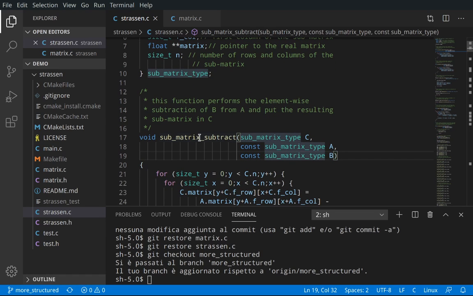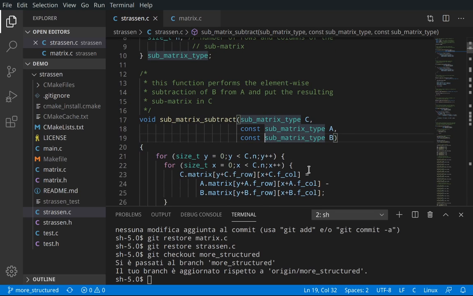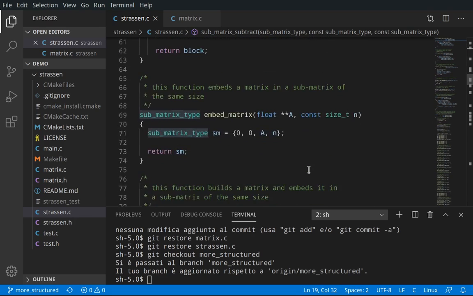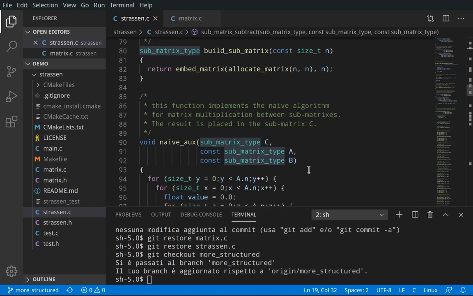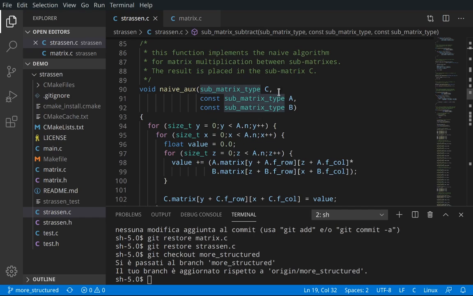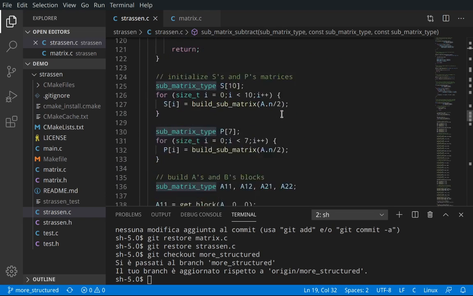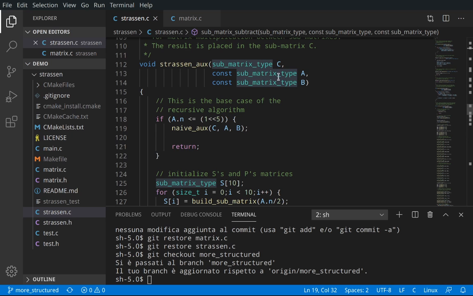So I want to subtract submatrices, and in particular I want to subtract submatrices A and B and place the result on submatrix C, so it's easy to figure out what's going on. And this is done also for the naive matrix multiplication and the Strassen algorithm, as you can see.